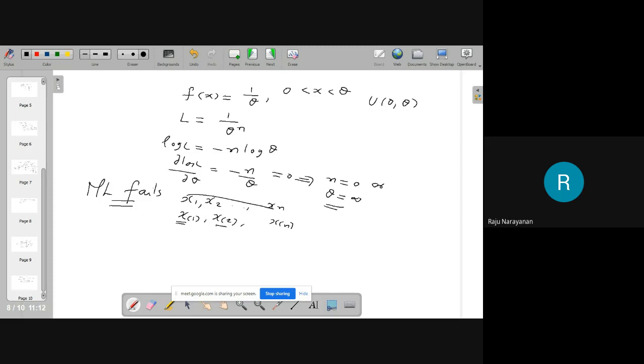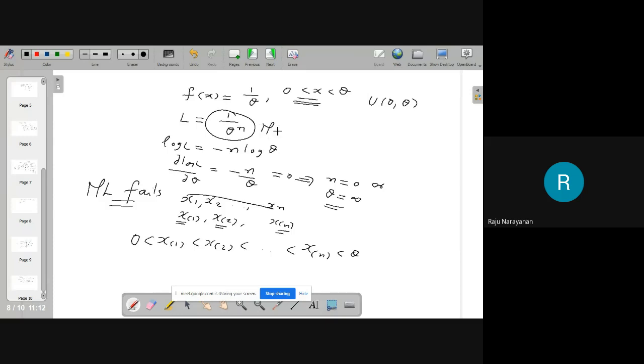What is x(2)? The 2 in the brackets is a notation for the next minimum. What is x(n)? That's the maximum of x1 to xn. And all these values are between 0 and theta because you have taken these values from 0 to theta. Therefore, 0 less than x(1) less than x(2) less than etc. less than x(n) less than theta. After arranging, now you take L is equal to 1 by theta raised to n.